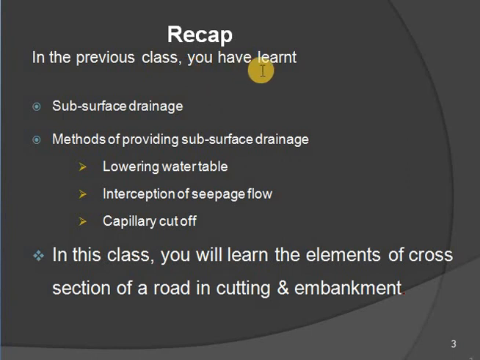In the previous class we have learned subsurface drainage, methods of providing subsurface drainage, lowering water table, interception of seepage flow, capillary cutoff. And in this class you will learn the elements of cross section of a road in cutting and embankment. So these topics we have seen in the second chapter also, and once again we are going to see in this chapter also.